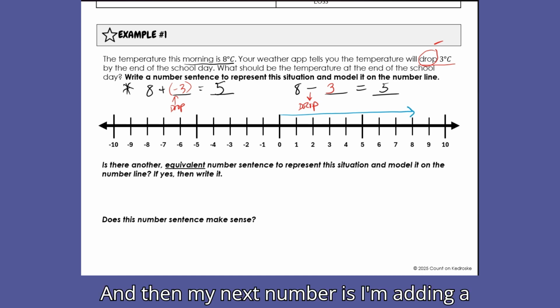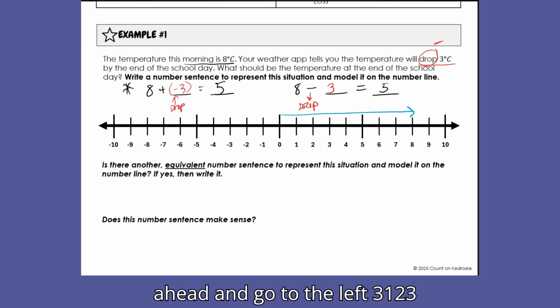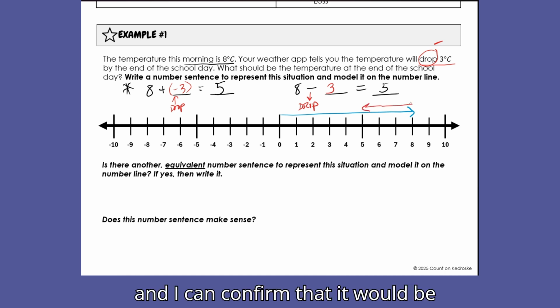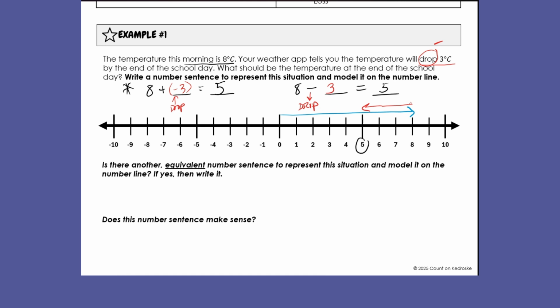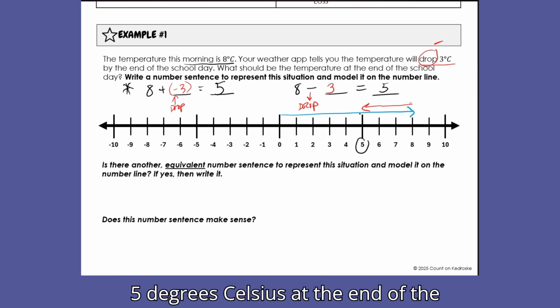And then my next number is I'm adding a negative, which means I'm going to go ahead and go to the left 3: 1, 2, 3. And I can confirm that it would be 5 degrees Celsius at the end of the school day.